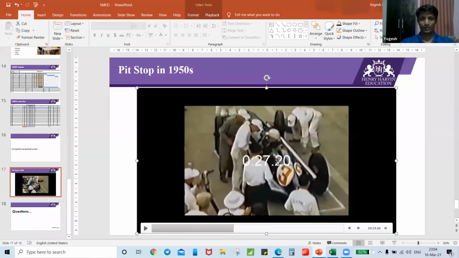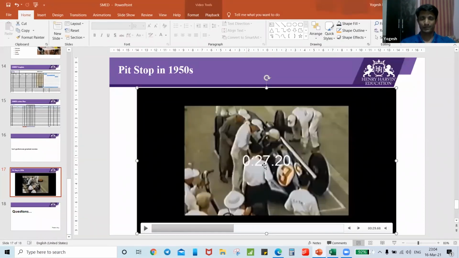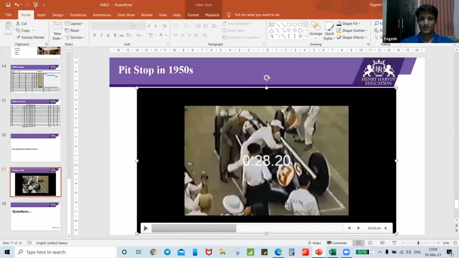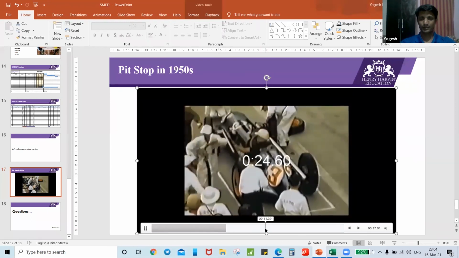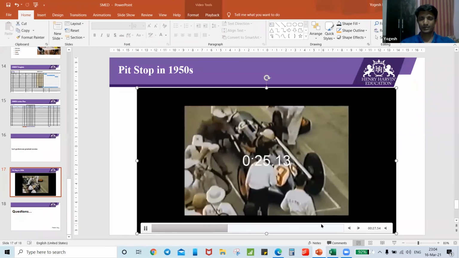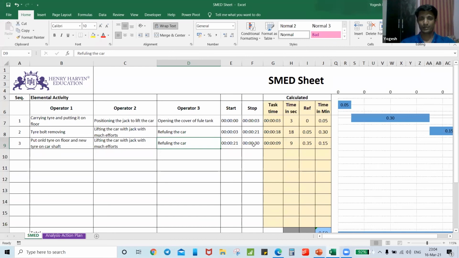Right. What is operator 2 doing? It's still lifting the car, and he's still refueling the car. No, his activity has finished somewhere here. Yes, his activity has finished at around 28, 30. Okay, so we'll leave it as it is, right? So these activities are done.